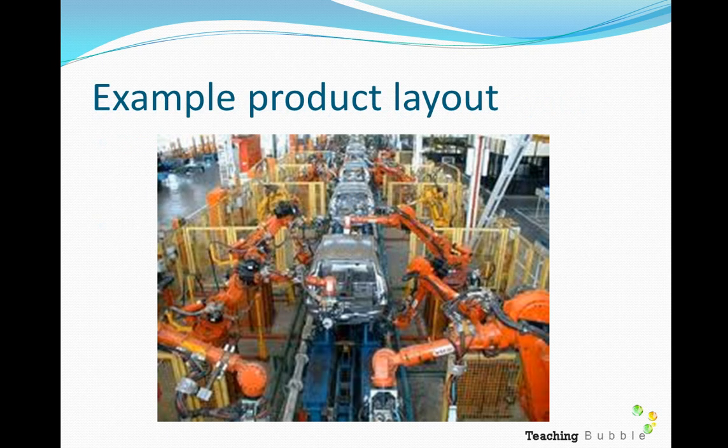You can see there car after car after car, and in this situation it's machines doing the work. In other situations it would be actual workers doing the work, but it just performs the same task over and over and over, and that is an assembly line.